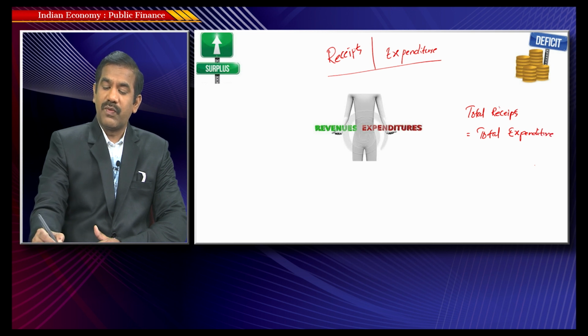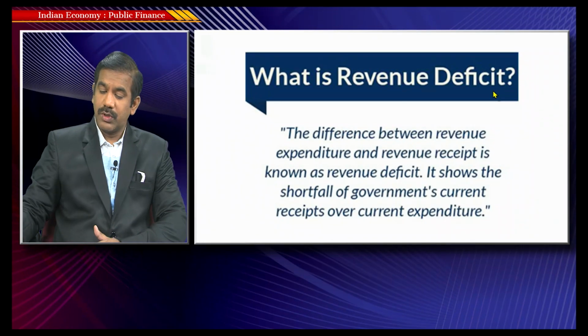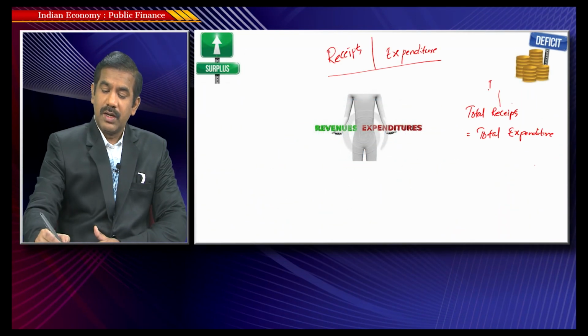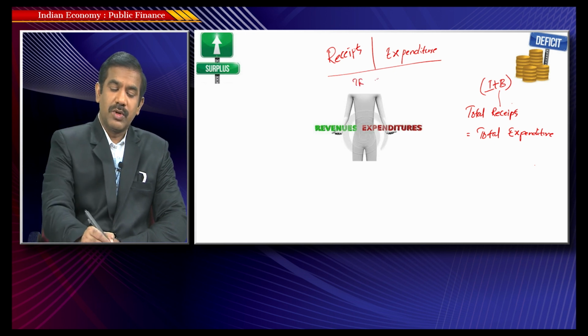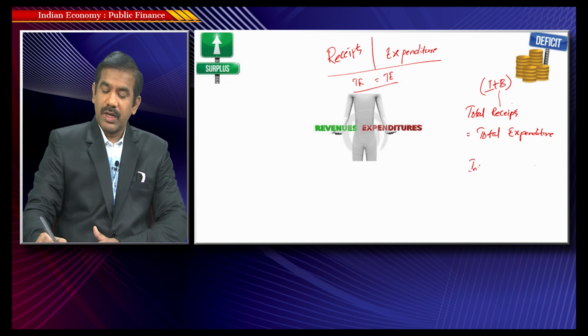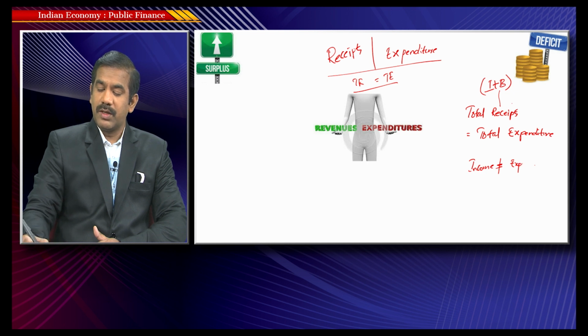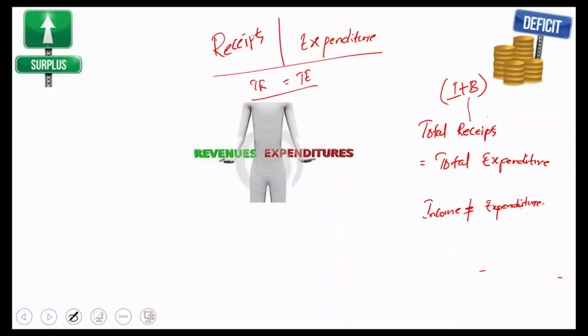But I guess you remember the fact that receipts include both income and borrowings. So that being the reason, the total receipts in a budget would always be equal to total expenditure. It doesn't mean that the income of the government of India is always equal to expenditure. Not necessarily, isn't it? Because income plus borrowings together might be the total receipts, and that would be equal to the total expenditure. So now let's compare the income and expenditure.